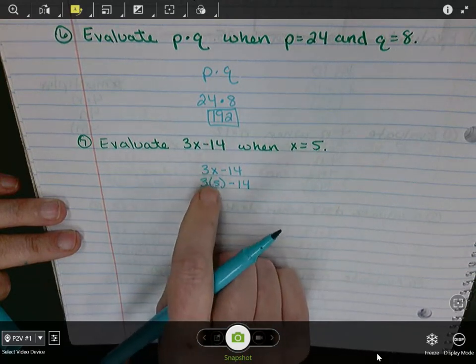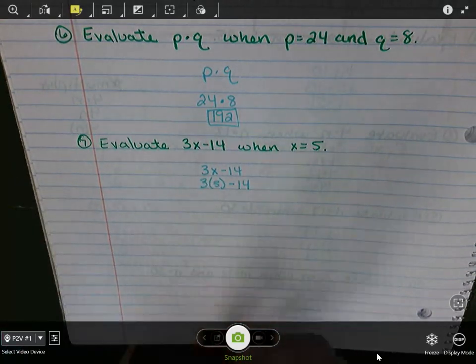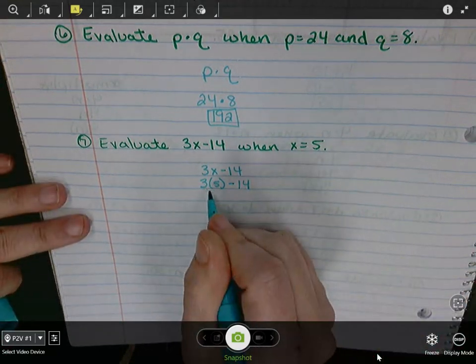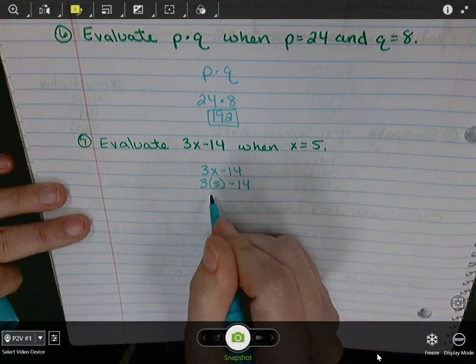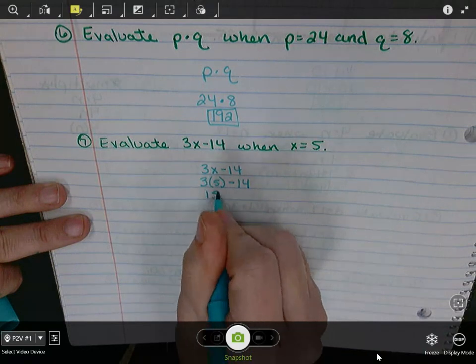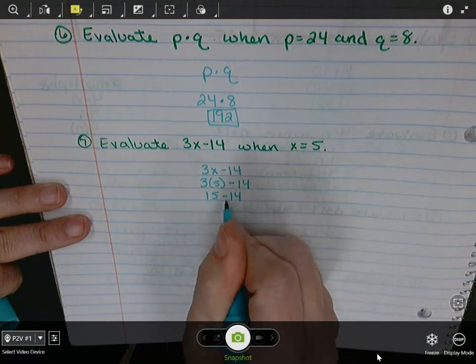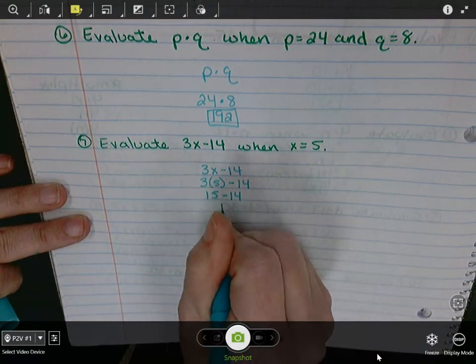So you would do 3 times 5. And now you simplify. Remember, we do multiplication first. So 3 times 5 is 15. And 15 minus 14 is 1.